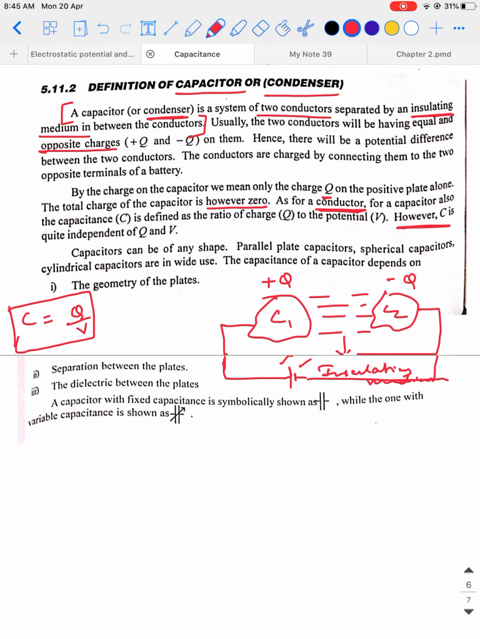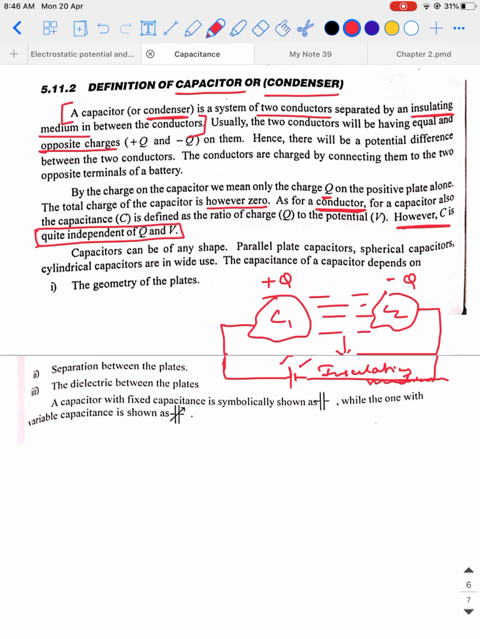Okay, but in this case, the capacitance of this capacitor is independent of the charge and the potential difference. I'll explain that, we'll see later. So have this point in your mind. The capacitance is quite independent of the charge and the potential difference. So have this point in your mind.